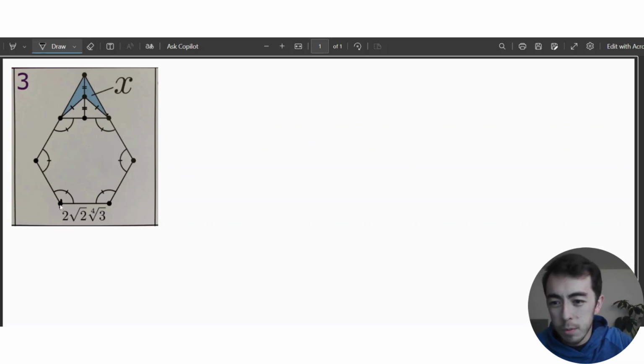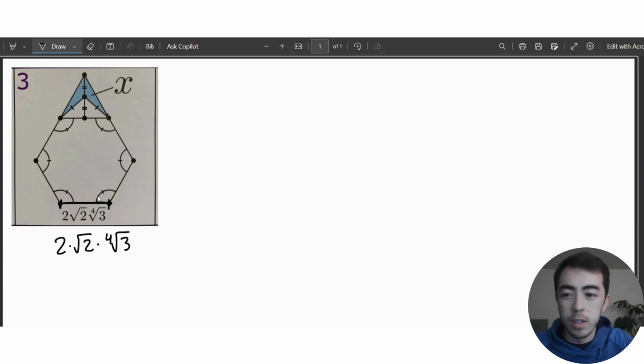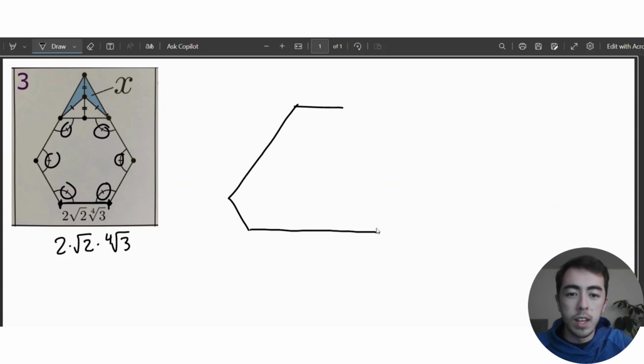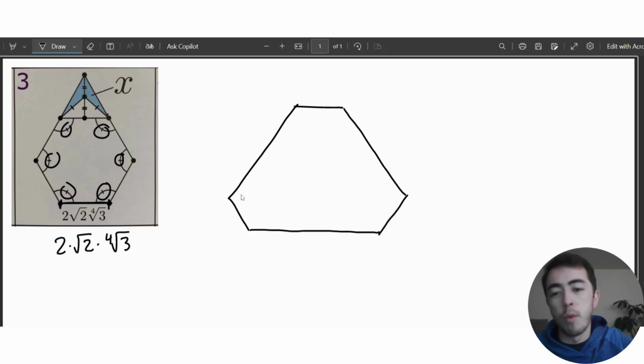Looks like we're given some information here. I think this 2 times the square root of 2 times the fourth root of 3 is probably in reference to this side of this hexagon here. And what I'm noticing is it doesn't say that it's a regular hexagon. All it's telling me is that all the angles are congruent. Technically, I could make a hexagon where all the angles are the same, but the sides aren't congruent. So here's my example, it's just a sketch, but all of these could be 60 degrees.